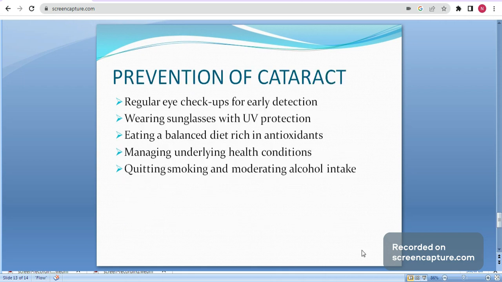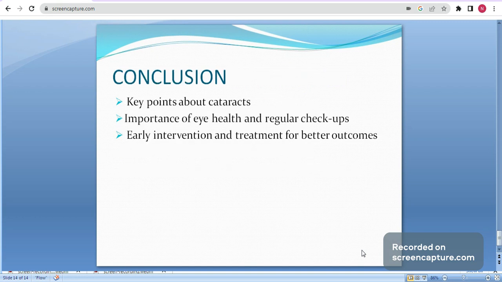Right. Next is the prevention of cataract. So there are certain ways through which cataract can be prevented to some extent: through regular eye checkups for early detection, wearing sunglasses with UV protection, eating a balanced diet which is rich in antioxidants, managing underlying health conditions, and quitting smoking and moderating the alcohol intake.